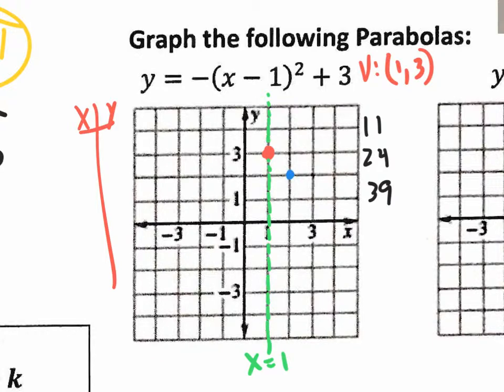And then I'm going to go back to the vertex and go to the next part of the pattern, 2, 4. But again, back to the vertex, 2 over, 1, 2, 3, 4 down. Put a dot right there. And then go back to the vertex and go to the last part of the pattern, 3 over, 3, 9 down. 1, 2, 3, 4, 5, 6, 7, 8. Whoops, I'm off the graph. But you know what? I want to put the dot there anyway.